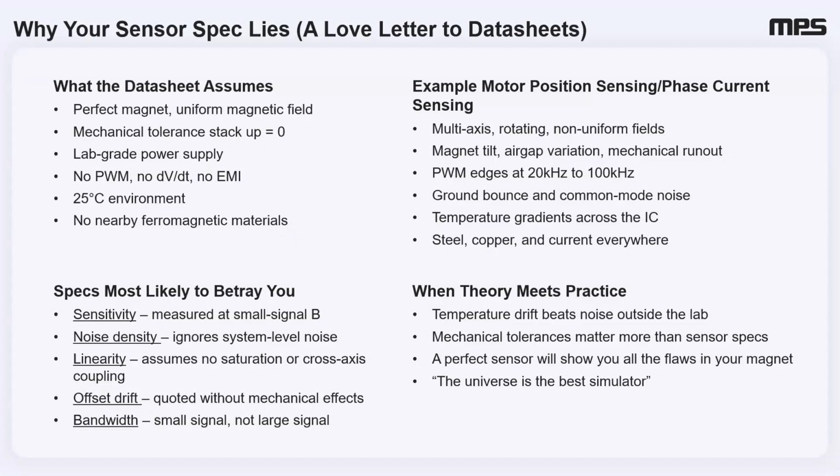Noise density sometimes ignores system level noise. Linearity assumes no saturation or cross-axis coupling. Offset drift is often quoted against temperature, but without mechanical effects. And bandwidth, again, we have the habit of measuring small signal and then assuming that large signal will behave the same way. In real life, we've got multi-axis rotating non-uniform fields, PWM edges, magnetic tilt, air gap variation, mechanical runout, ground bounce, temperature gradients, and the magnetic sensor is generally not the only thing on the PCB. There's steel, there's copper, there's currents.